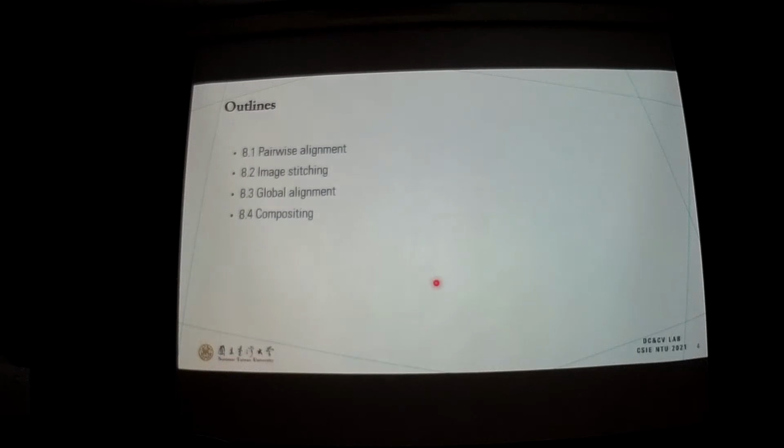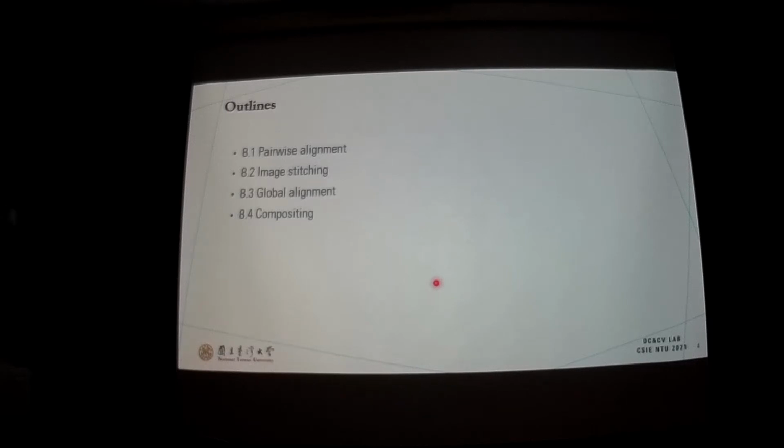The outline for this chapter follows the new version of the book, in which they put pairwise alignment together with image stitching. So for this chapter 8, we will first talk about pairwise alignment, because this is really important. Before we stitch the image, we need to be able to align the image well. The second one, we will talk about several strategies for image stitching. The third one will be the global alignment.